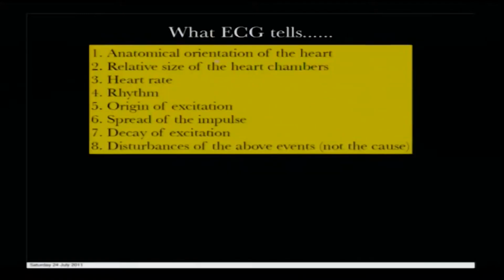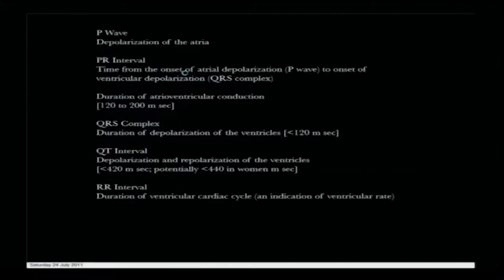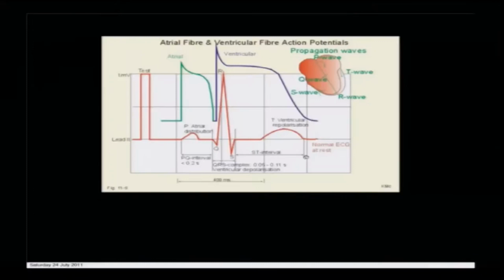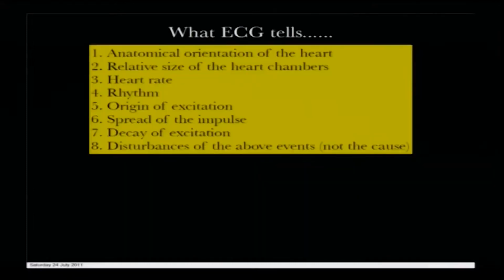Okay. Heart rate, that you have already seen, it could tell you the heart rate, whether it is a normal heart, a fast heartbeat, a slow heartbeat, or an irregular heartbeat. It can tell you about the rhythm, you have seen the rhythm. It can talk about the origin of excitation. This is exactly what I was trying to tell you, that if you have two P waves, what will happen? It is a defect, there is a problem, there is a pathological situation.